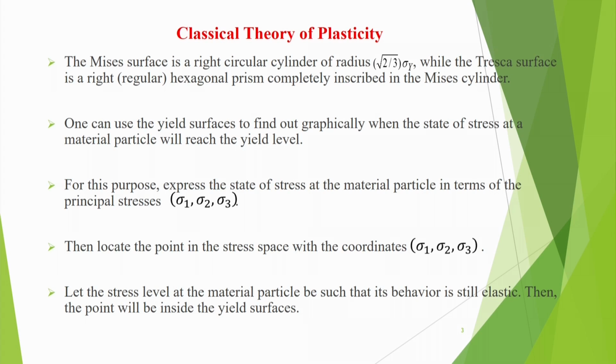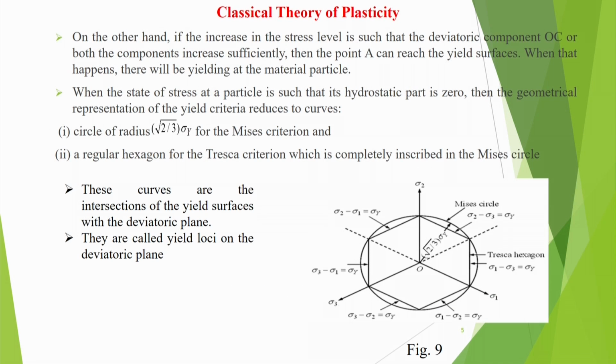On the other hand, if the increase in the stress level is such that the deviatoric component OC or both the components increase sufficiently, then the point A can reach the yield surface. When this happens, there will be yielding at the material particle. So, when the state of stress at a particle is such that its hydrostatic part is 0, then the geometric representation of the yield criteria reduces to curves.